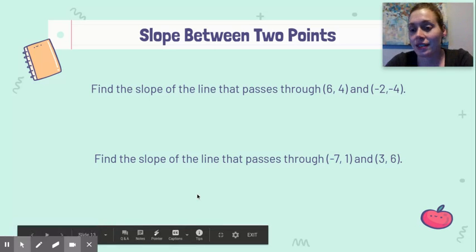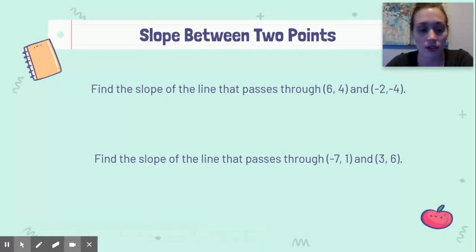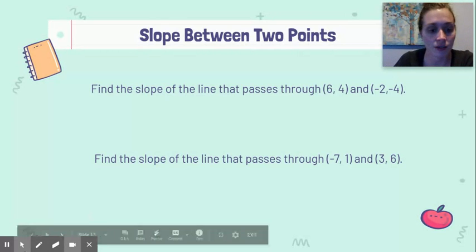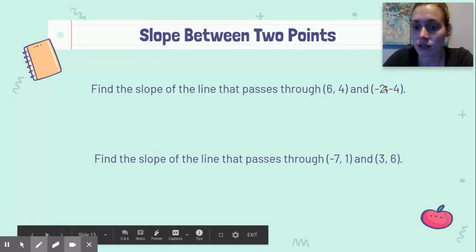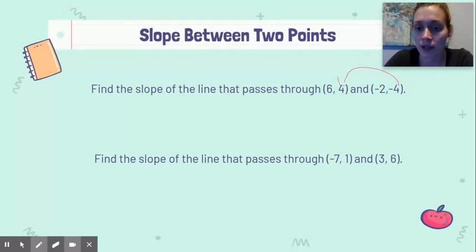All right, so hopefully we've completed the next 2 examples. So let's check how you did on those. First thing we want to do is subtract the y's. So we do our y2 minus y1. So in the numerator, we have negative 4 minus 4. And then in the denominator, we subtract the x's. So the second x minus the first x, that would be negative 2 minus 6. And so we do negative 4 minus 4, which is negative 8.